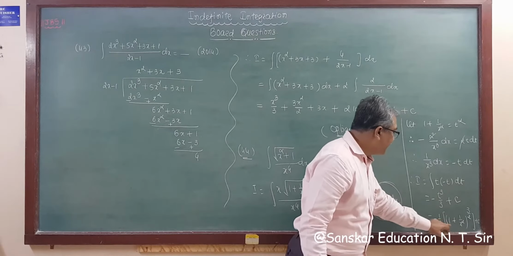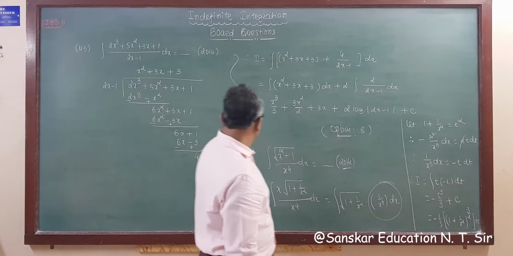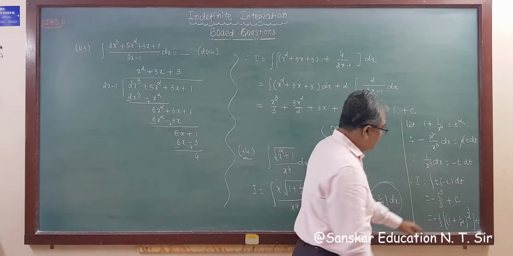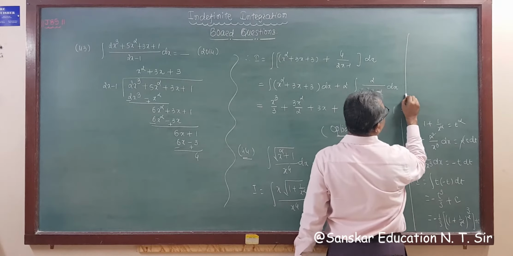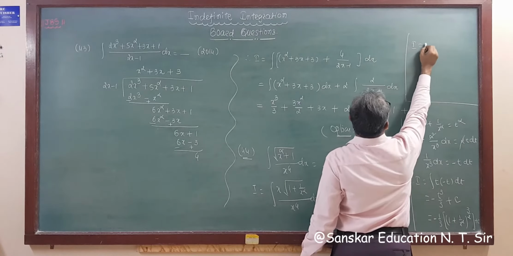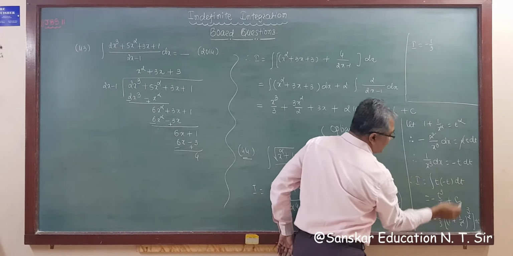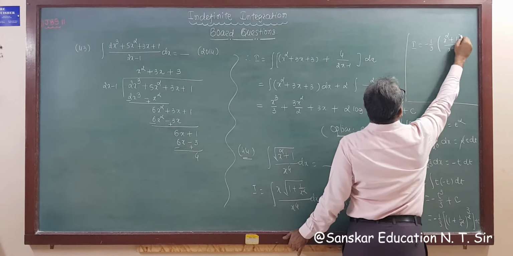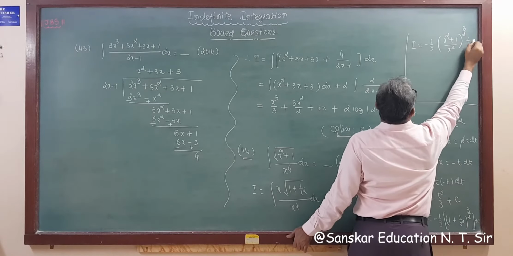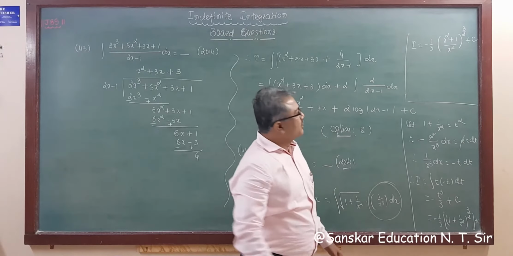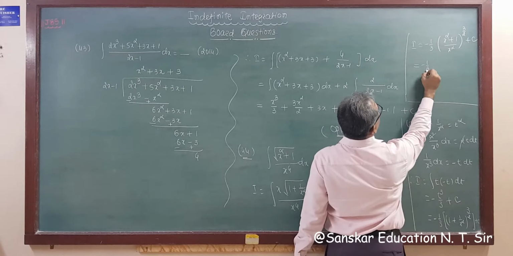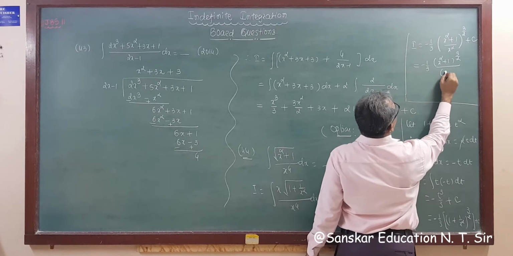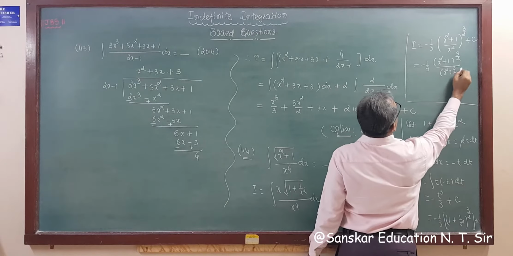To get the answer as given in your option, we have to simplify this. So, simplification: I is equal to minus 1 upon 3. Now taking the LCM, this becomes (x square plus 1 upon x square) raised to the power 3 by 2, plus c. So this is minus 1 upon 3 times (x square plus 1) raised to 3 by 2, upon x square raised to 3 by 2, plus c.